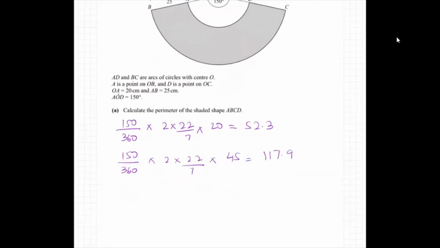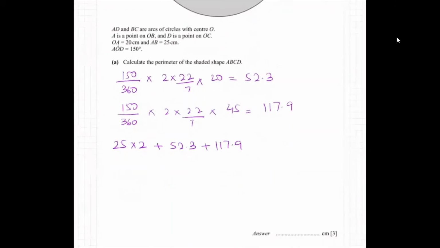Okay, now what do I have to do? I have to calculate the perimeter, sum of all sides. So 25 times 2 plus 52.3, the first arc, plus 117.9, the second arc, and my total answer is 220 rounded off.